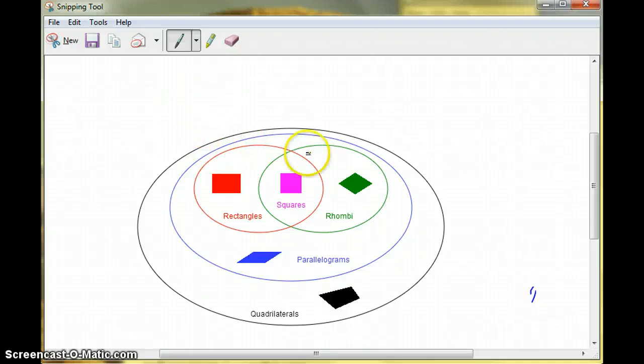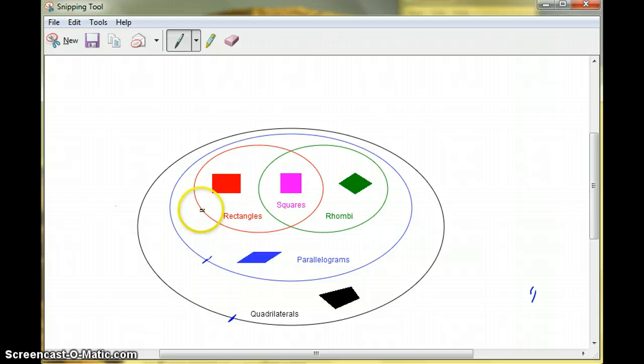All right, Amber, they do a nice job of breaking down identifying parallelograms in this particular Venn diagram, okay? So what this shows us is a couple things. One is everything inside this circle is a quadrilateral. So that means parallelograms are quadrilaterals, rectangles, squares, and rhombi. Everything in this blue circle is a parallelogram. So a rectangle is a parallelogram, a square, and a rhombi.